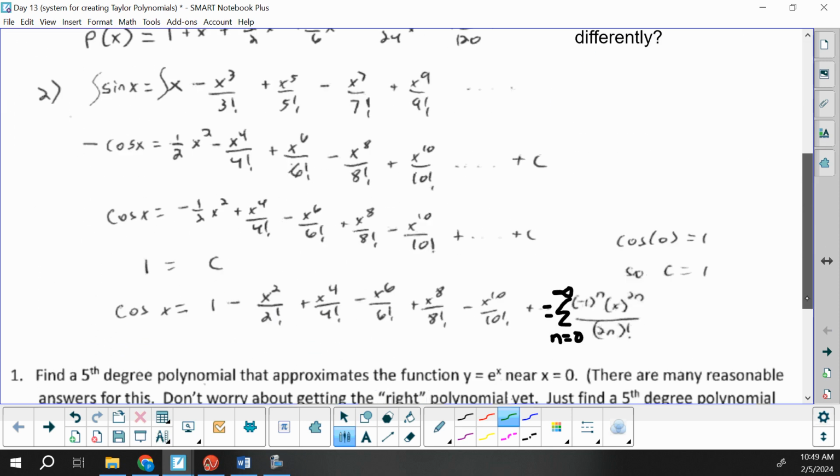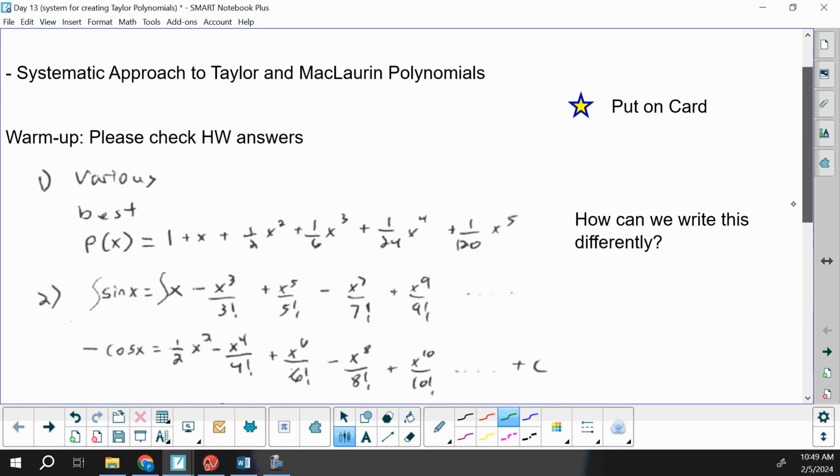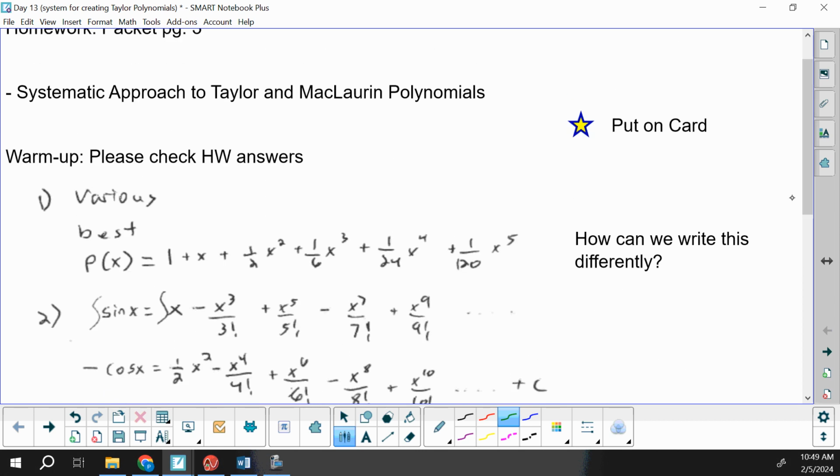So our first one from the homework, you were playing around with e to the x and trying to get something that worked out pretty good for it. So you would have various answers, but here's the one that's the best. The best would be if we had 1 plus x plus 1 half x squared plus 1 6th x cubed plus 1 24th x to the 4th. And we want to think about, well, how could we write that differently?